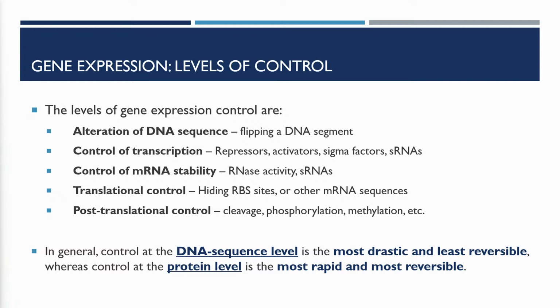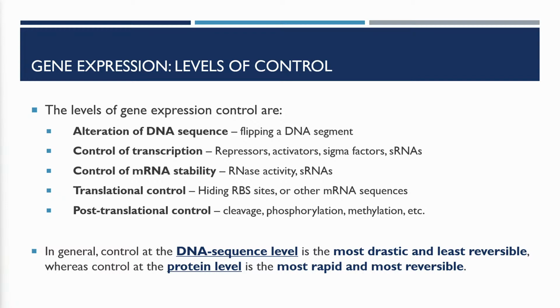You can control the mRNA stability, so there are RNases in the environment that can degrade and regulate the mRNA levels. And at the translational level, they can sequester the ribosome binding site, which is the RBS, in the mRNA transcript. This is just a summary of different examples. We talked about post-translational control with cleavage, phosphorylation, and methylation.